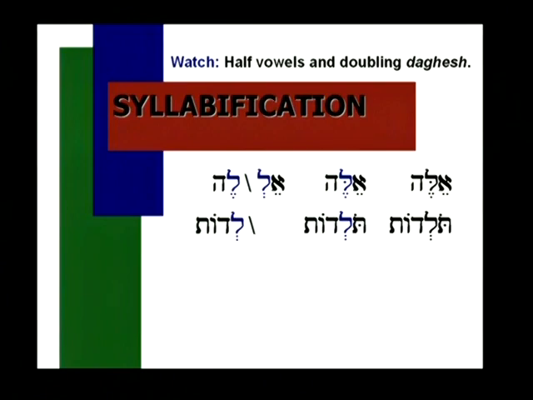So we divide it by going ahead of the vocal schwa, and we have two syllables because we have two vowels. We have a holum wow and we have a holum. Those are the only two regular vowels here. Two syllables. And we divide that off because that schwa is a vocal schwa.